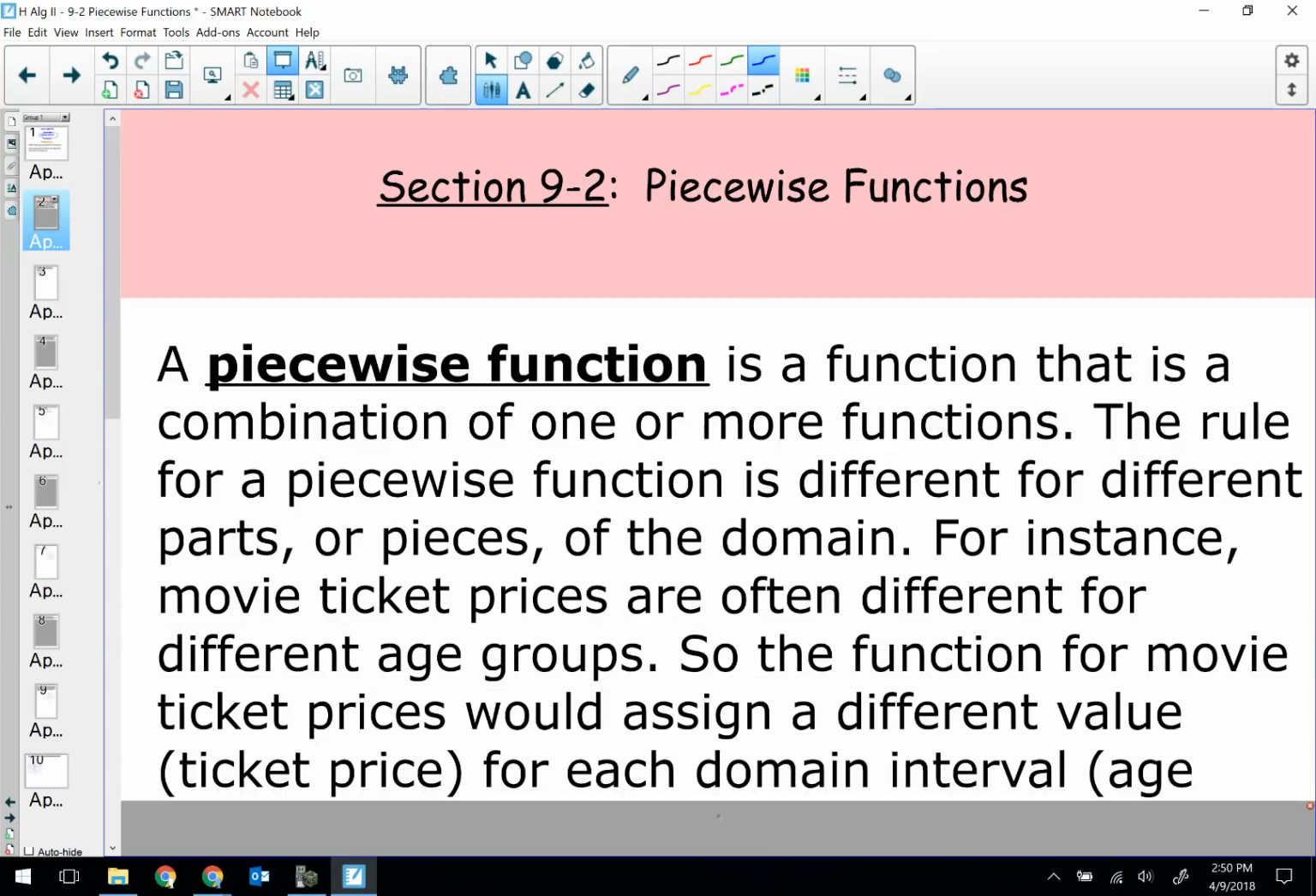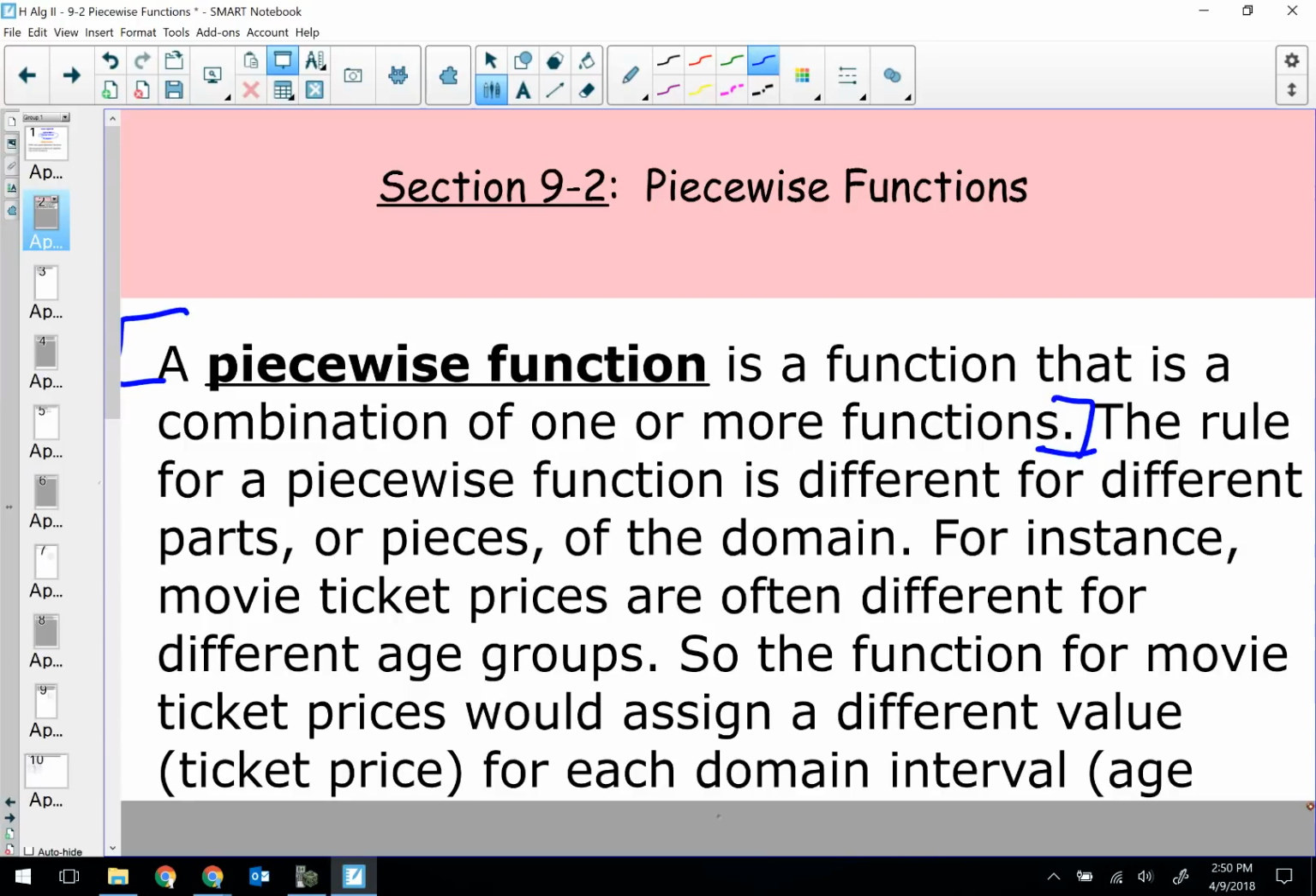Here's our definition. A piecewise function is a function that is a combination of one or more functions. That's basically what it is. If you want to stick two different functions together, you call that a piecewise function. You put pieces and parts of them together. The cool thing here is it can be different for each part of the domain. So you can say, if x is between this and this, then you follow this rule. If x is between this and this, then you follow this rule.